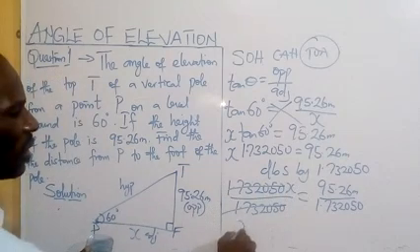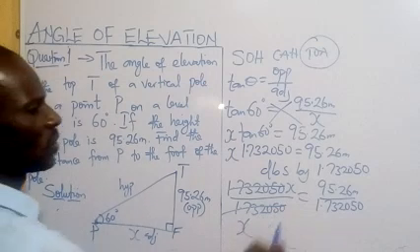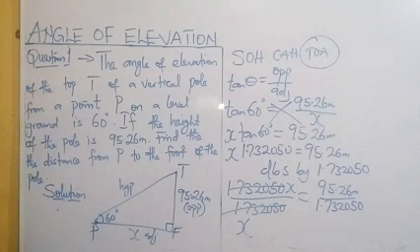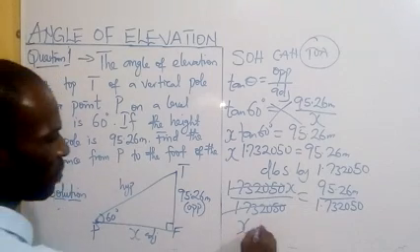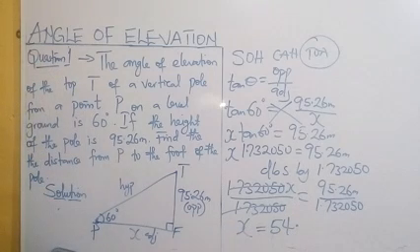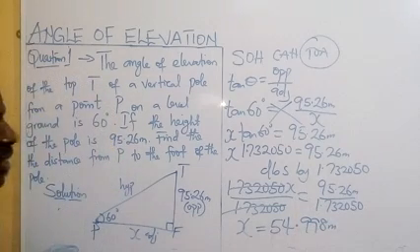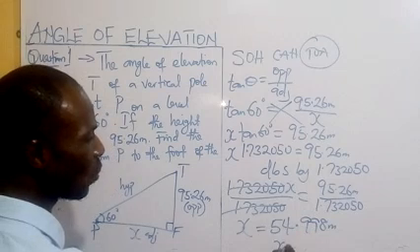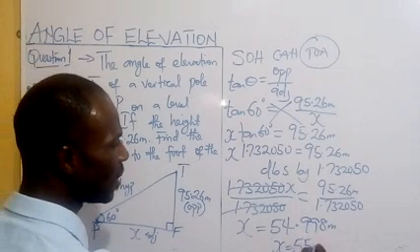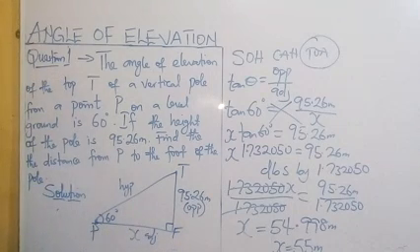Therefore, you have the value of x, right? So let's divide 9.26 divided by 1.7320. All right, it will give us 54.998 meter. So therefore we can leave our answer in the nearest whole number. That is 55 meter, which means the distance from P to F is 55 meter. That is our final answer.